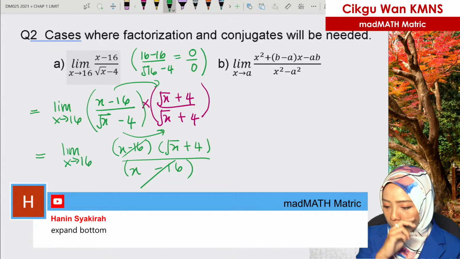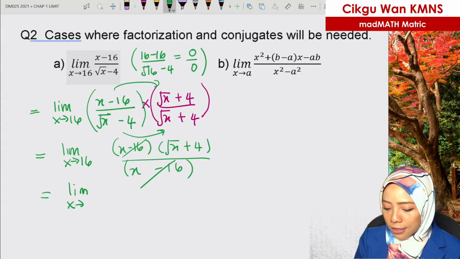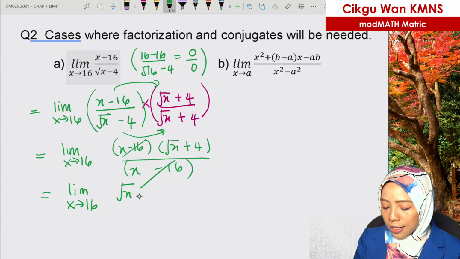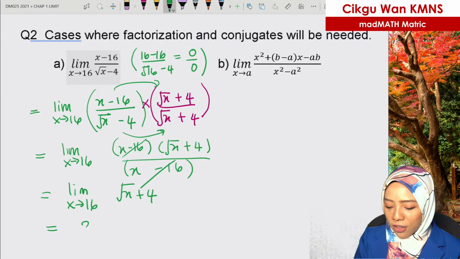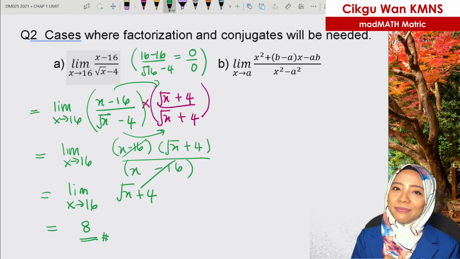Very good. So now we have the limit as x approaches 16 of square root of x plus 4. Now square root of 16 is 4. 4 plus 4 is 8. Done. Question 2A, the answer is 8. Easy?